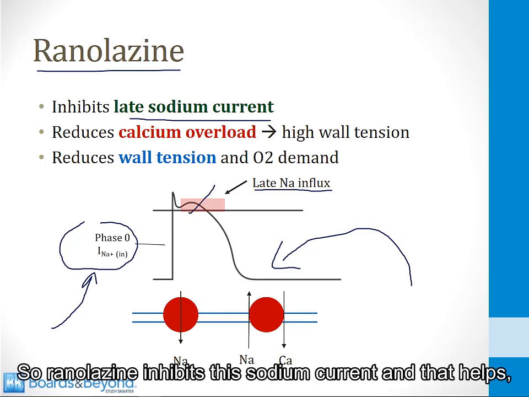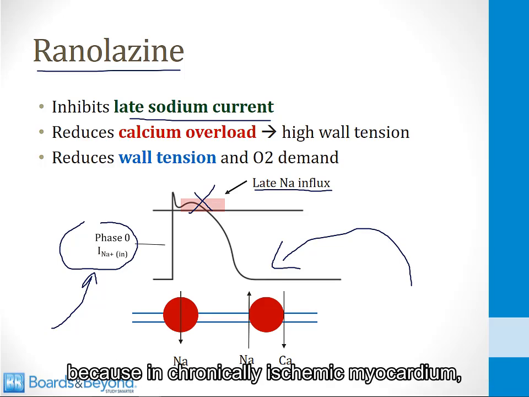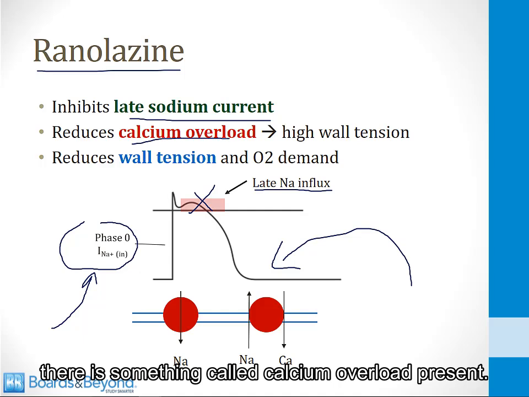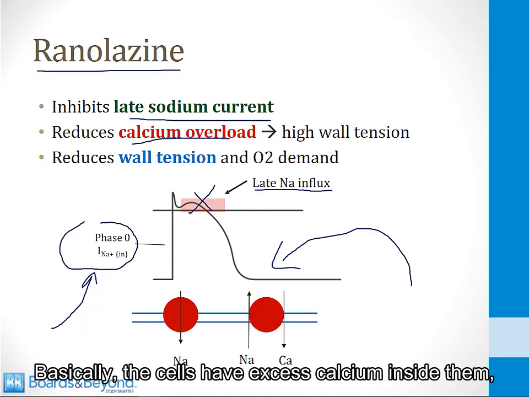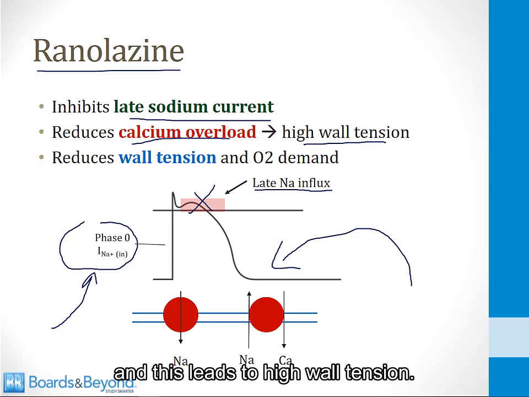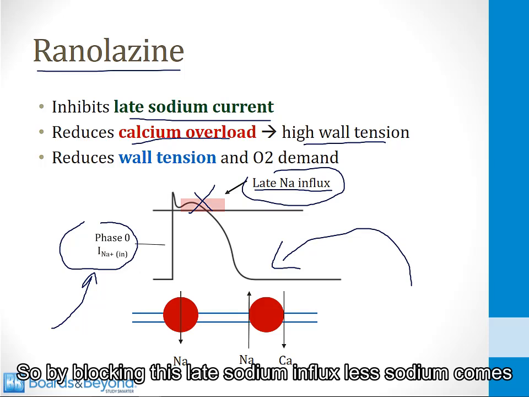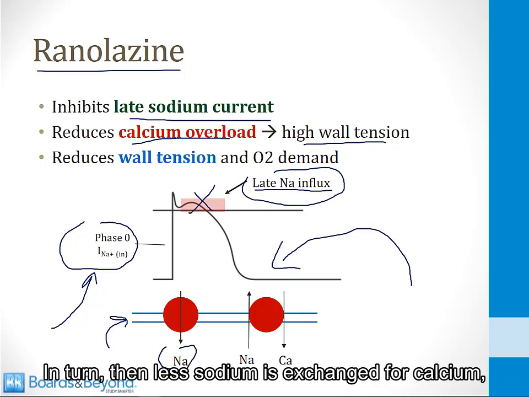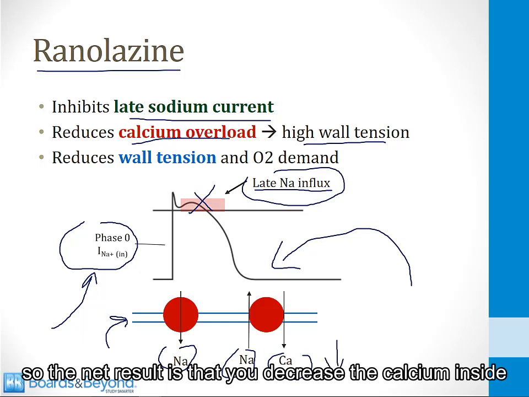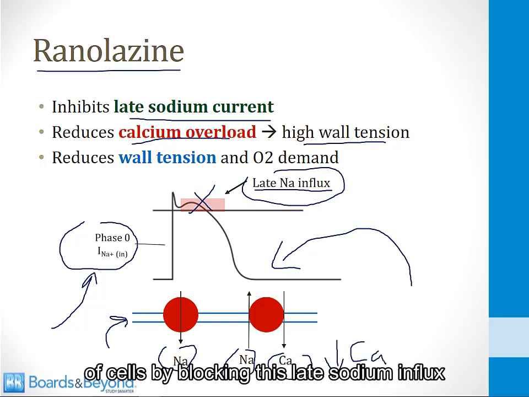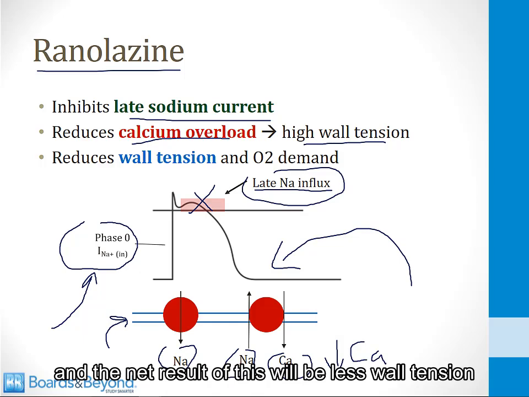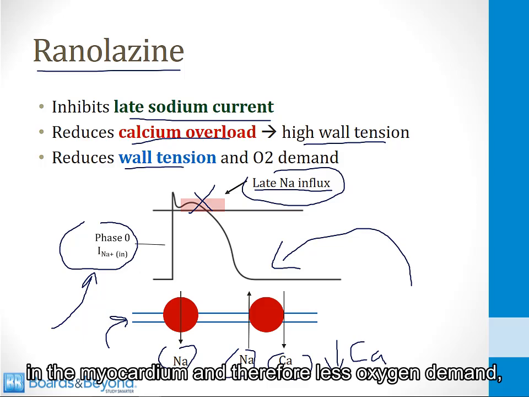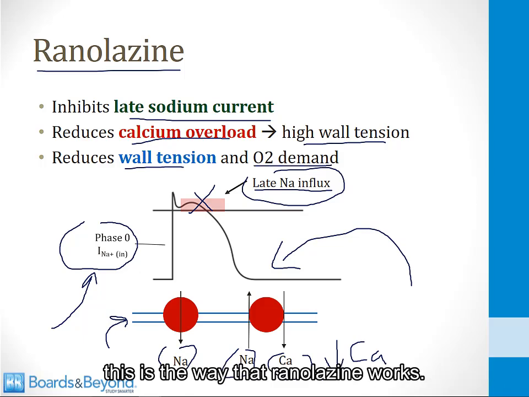So ranolazine inhibits this sodium current, and that helps because in chronically ischemic myocardium, there is something called calcium overload present. Basically, the cells have excess calcium inside them, and this leads to high wall tension. So by blocking this late sodium influx, less sodium comes into cells, as I've shown at the bottom of the screen here. In turn, then less sodium is exchanged for calcium, so the net result is that you decrease the calcium inside of cells by blocking this late sodium influx. And the net result of this will be less wall tension in the myocardium and therefore less oxygen demand. And this is the way that ranolazine works.